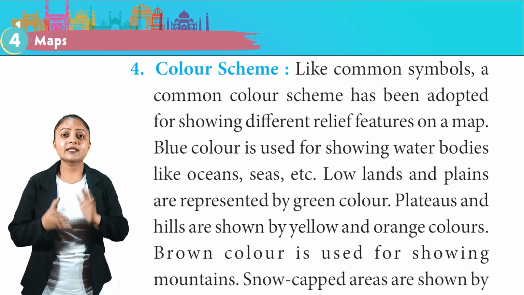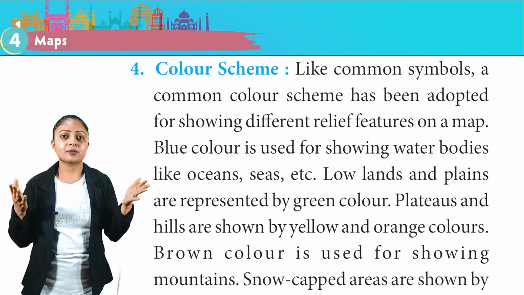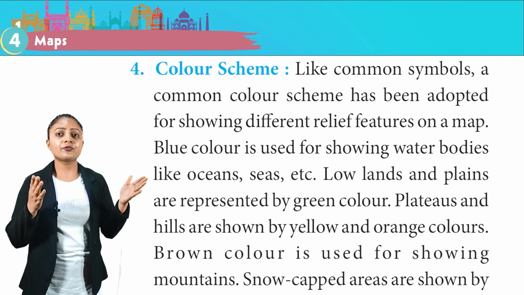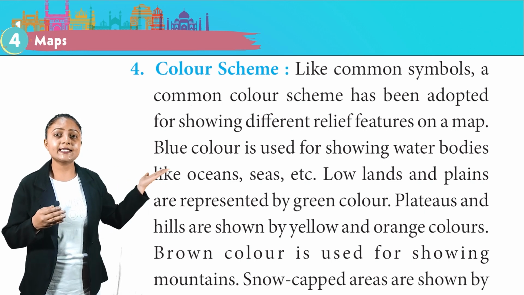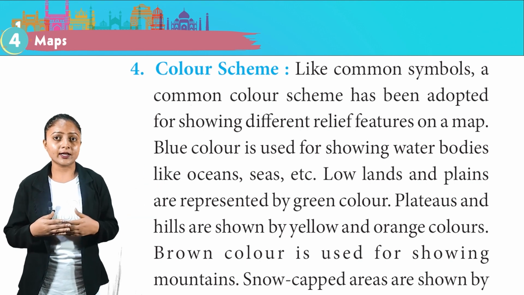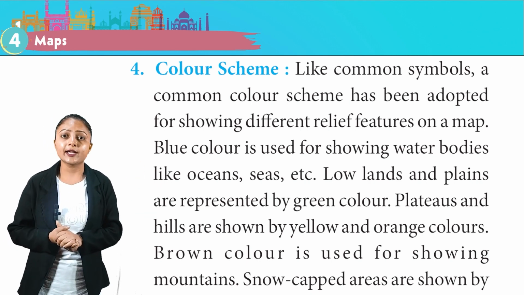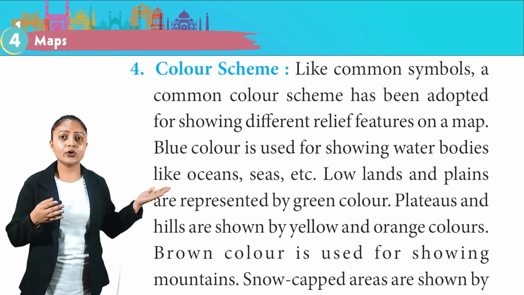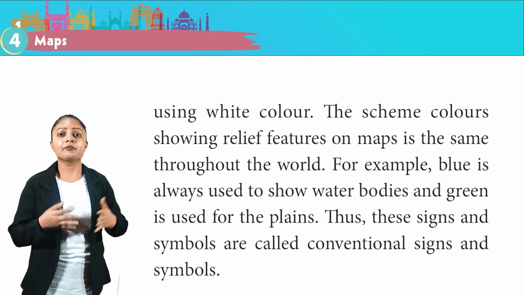Color scheme. Like common symbols, a common color scheme has been adopted for showing different relief features on a map. Blue color is used for showing water bodies like oceans, seas, etc. Lowlands and plains are represented by green color. Plateaus and hills are shown by yellow and orange colors. Brown color is used for showing mountains. Snow-capped areas are shown by using white color.